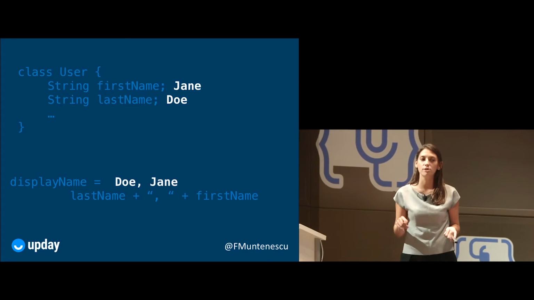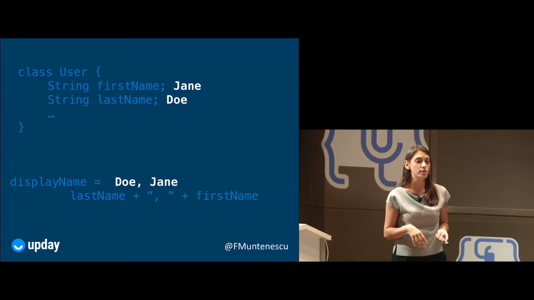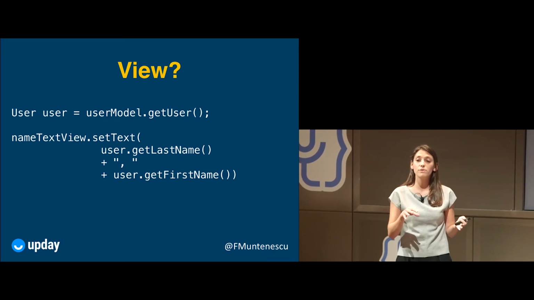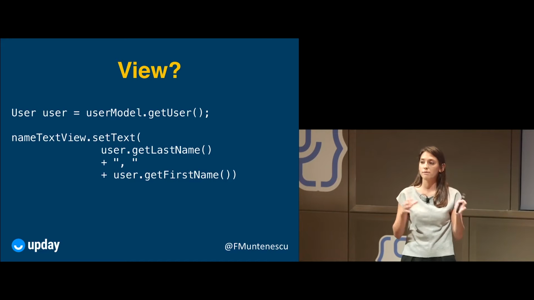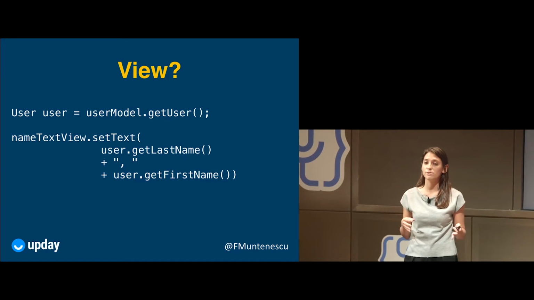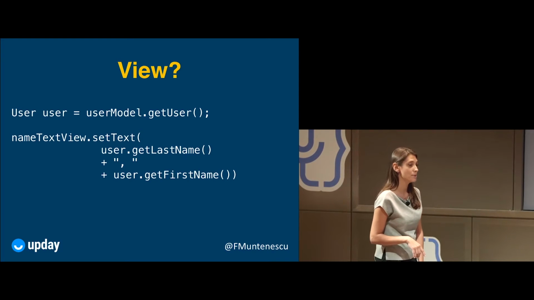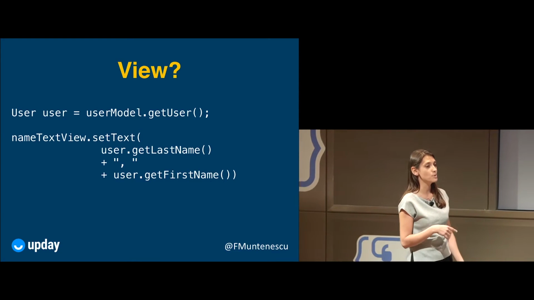So who should do this logic, this display name logic? Should it be the view? Should we have in the view just a retrieval of the user from the user model and then construct the display name and set it to the text view? But we said we want the UI logic to be testable. How is this unit testable?